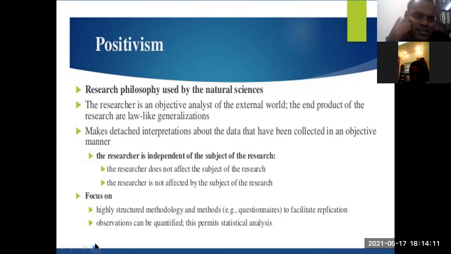The focus for positivism is a highly structured methodology and methods. Mostly people use questionnaires to facilitate replications, and observations can also be quantified. This permits statistical analysis. If you are doing it without making any qualitative analysis, then it is going to be positivism.